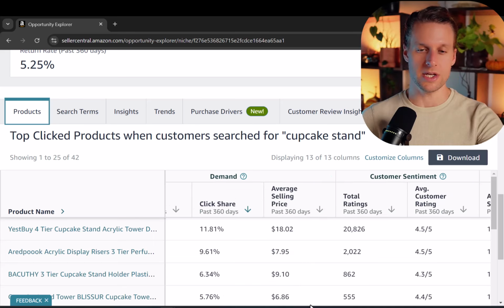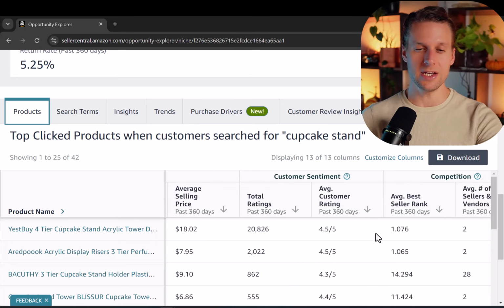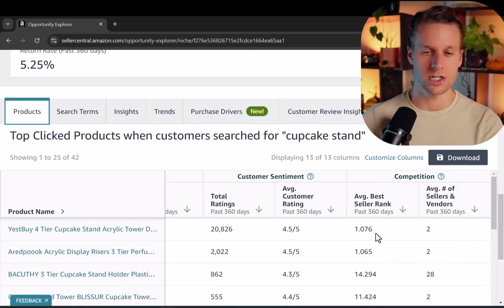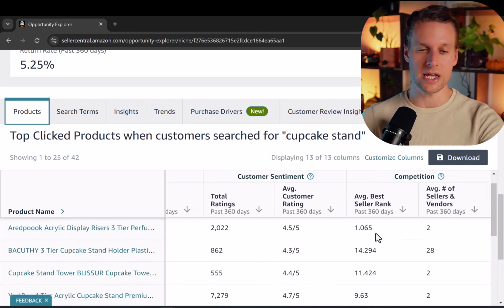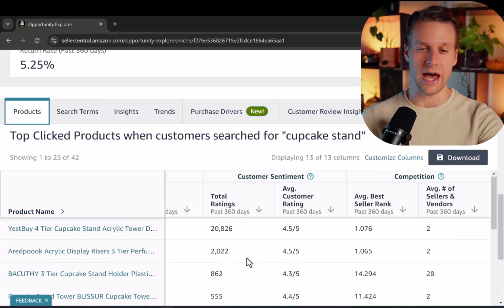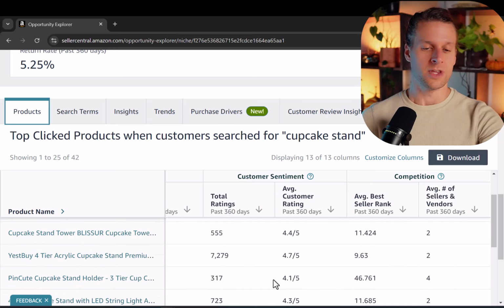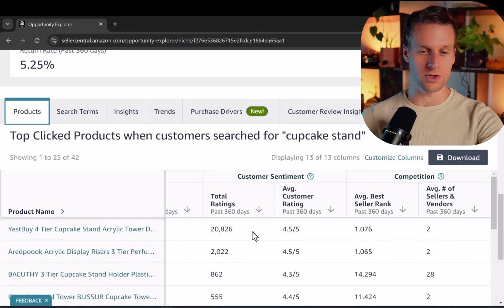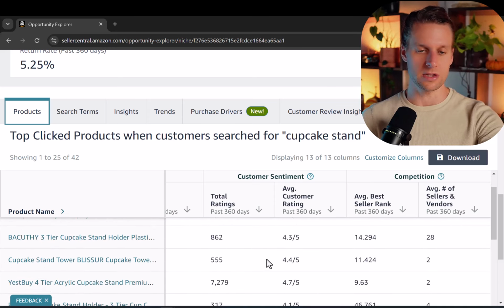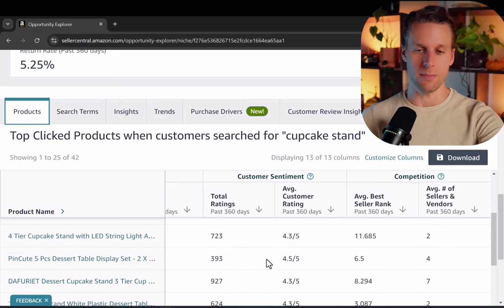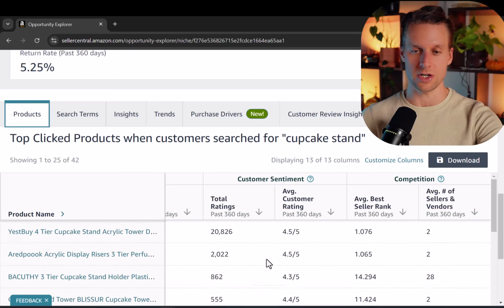You can also see the prices that they're selling for, and Amazon gives you what it calls customer sentiment. So you're seeing the ratings, how many ratings they have. So now we know, oh, is this something that it's going to take us years to get to page one because we need 20,000 reviews? Well, no, it looks like there's plenty of sellers that have only a couple hundred reviews that are actually doing pretty well. So that's actually a good sign for us.